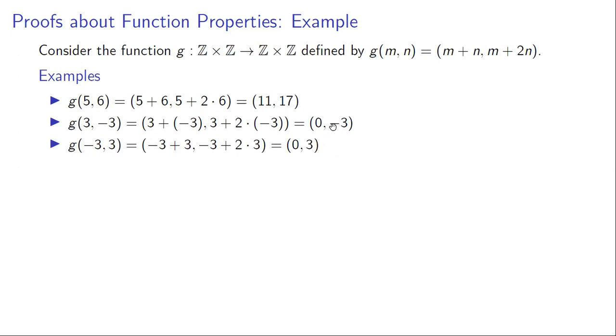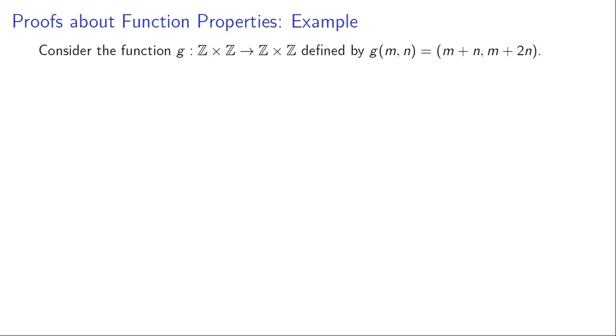So notice the outputs are not the same. Even though the zeros match up, since the negative 3 is not the same as 3, this ordered pair is not the same as this ordered pair. They're not equal. So these two outputs are not equal. Okay, now that was just some examples to give us a feel of what the function is doing. Now let's prove some things about the function.